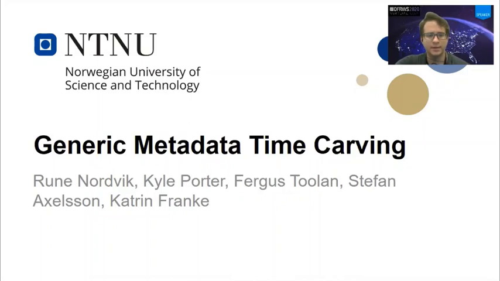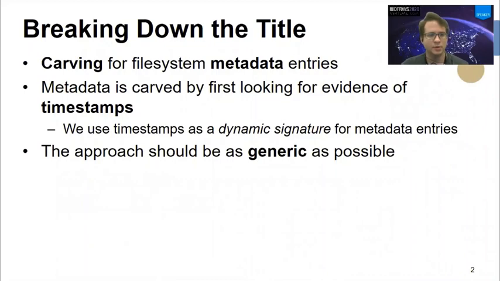So the title is maybe a bit confusing, so let's break it down. We are not doing traditional file carving. We are carving for file system metadata entries. The metadata is first carved by looking for evidence of timestamps. Essentially, we are trying to use timestamps as a dynamic signature for finding metadata entries. The idea is that this approach should be as generic as possible, so we want to be able to apply it to any file system that we come across.